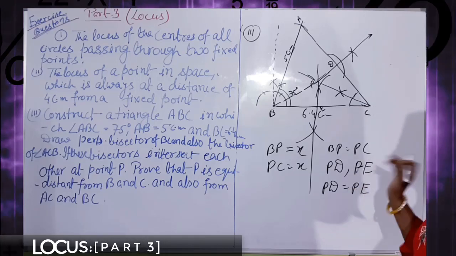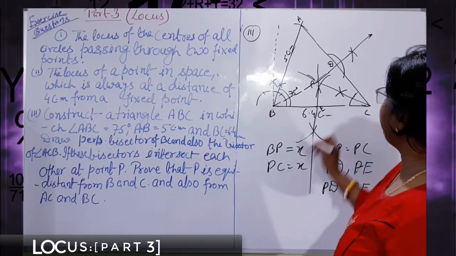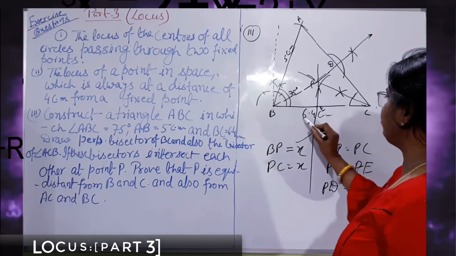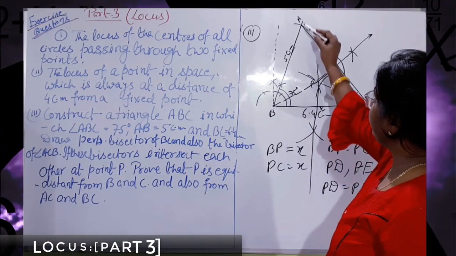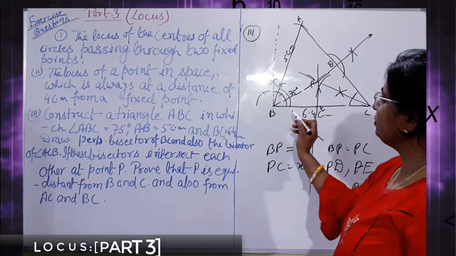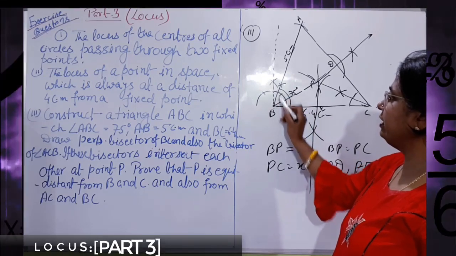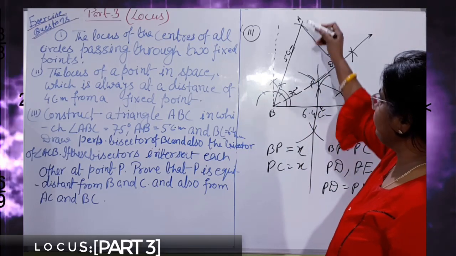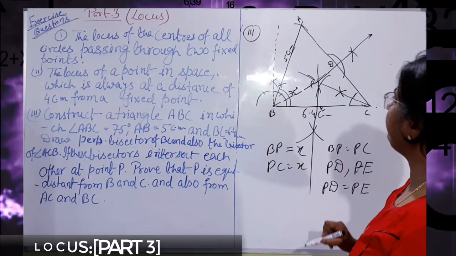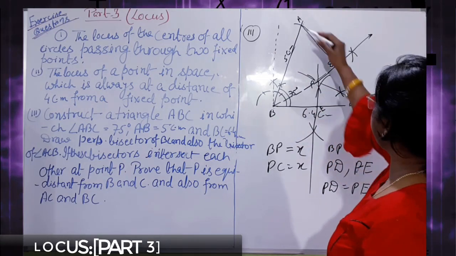Understand? Once again, listen. Construct a triangle ABC in which angle ABC is 75 degrees. Draw BC 6.4 centimeters and angle ABC 75 degrees. For this, first construct 90 degrees, then bisect the angle between 60 degrees and 90 degrees. It is the bisector BA. This angle ABC is 75 degrees. Now cut BA 5 centimeters and join AC.